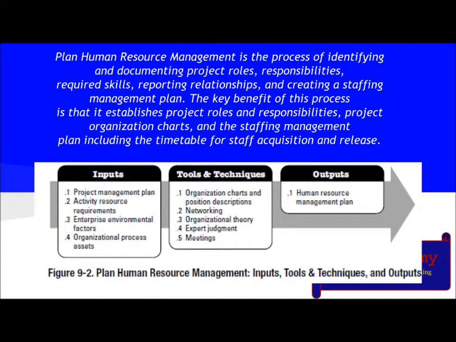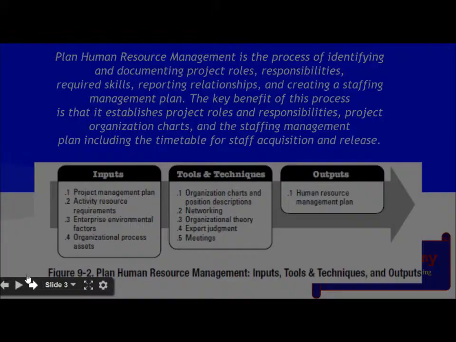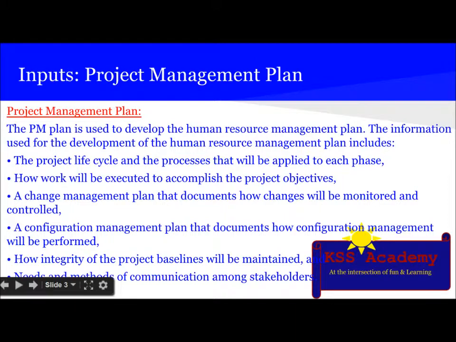The inputs involved for plan human resource management are project management plan, activity resource requirement, enterprise environmental factors, organizational process asset. The tools and techniques involved are organizational charts and position description, networking, organizational theory, expert judgment, and meetings. The output involved is human resource management plan. Let's see the inputs one by one. So first input is project management plan.